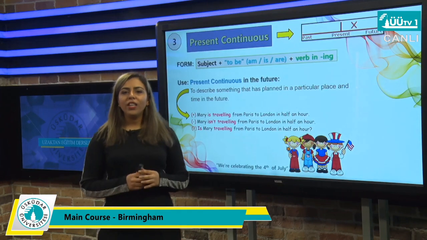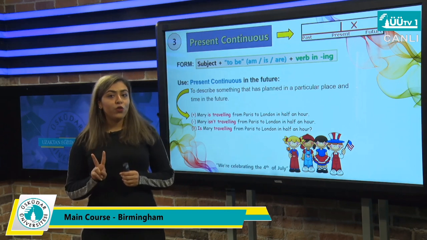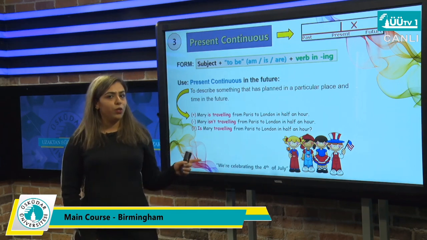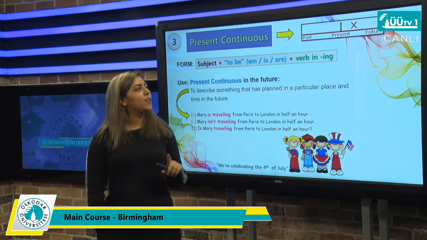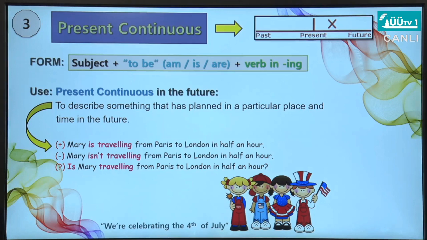So, we're going to start to learn about those two futures that I told you about. This is new for you, for most of you actually. So, we use present continuous to describe something that has been planned in a particular place and time in the future. Okay, so we have a plan for it in the near future.